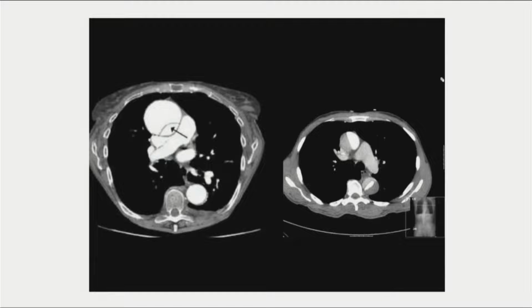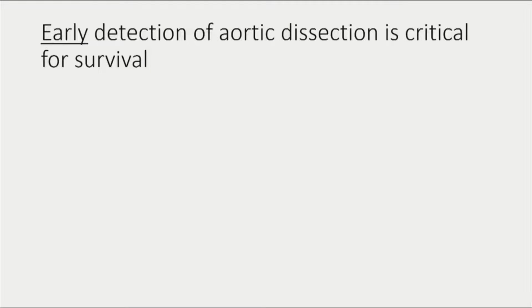But if you see the second patient, that's a normal size aorta. So again, you can still have a dissection in a normal size, and we just don't have a way of predicting who's going to do this and who won't. So this is why early detection of these dissections is critical for survival.